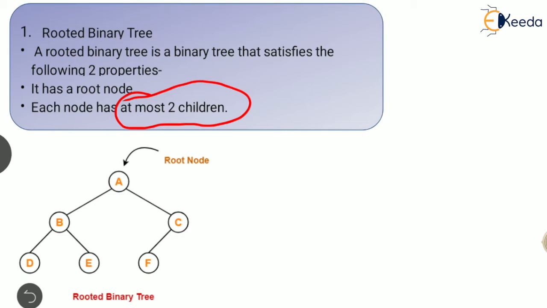In the figure, the root node A has two children, that is B and C. The node B has two children, that is D and E, and node C has only one child. So it has the chance of a second child also, but as it is having only one child, that is also correct for satisfying the condition of a rooted binary tree.